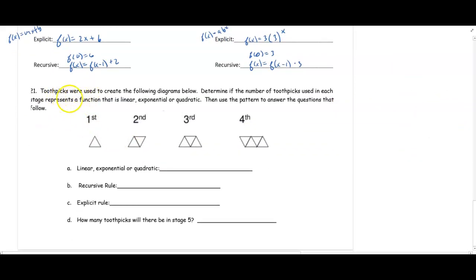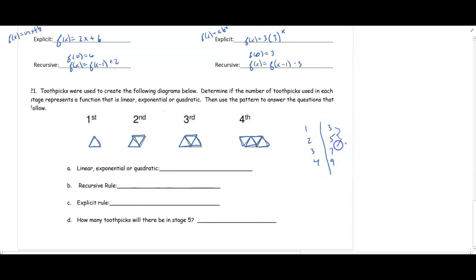Here it says, toothpicks were used to create the following diagrams below. Determine if the number of toothpicks used in each stage represents a function that is linear, exponential, or quadratic. Then use the pattern to answer the questions that follow. So in the first, I have 3. In the second, I have 5. In the third, 7. And in the fourth, there's 9.